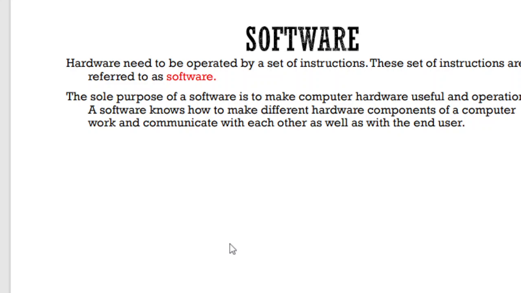How can we instruct that particular device? By writing some set of instructions or programs to make that hardware device interact with the software. The sole purpose of a software is to make computer hardware useful and operational, obviously. A software knows how to make different hardware components of a computer work and communicate with each other as well as with the end user.